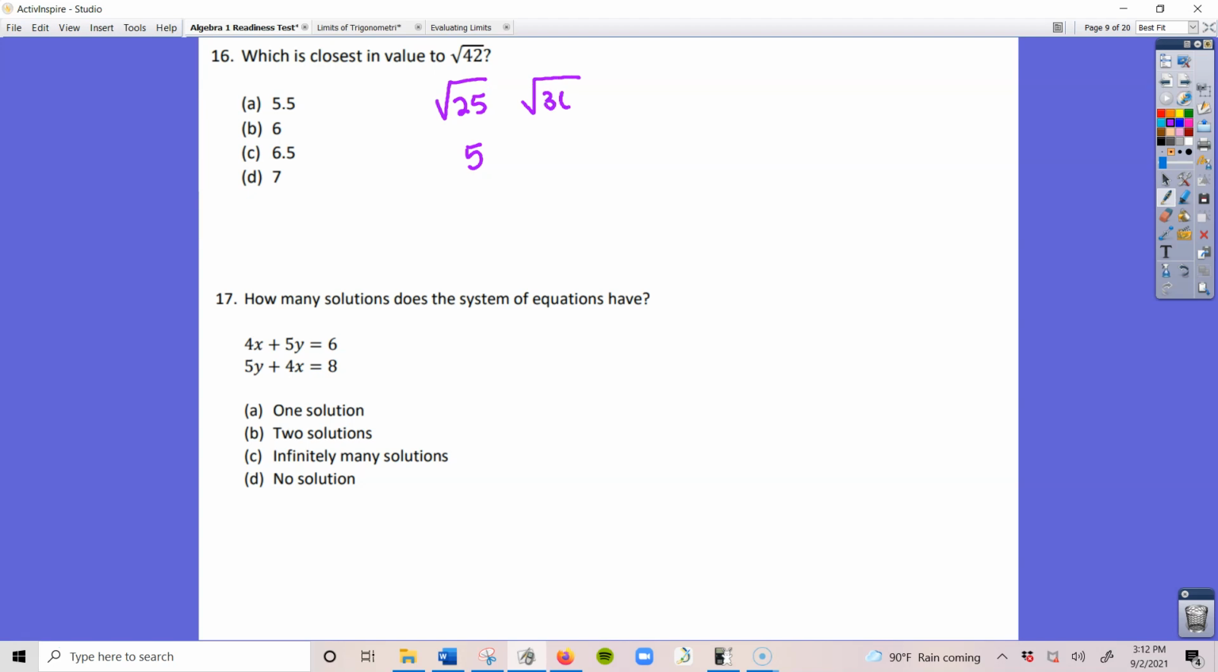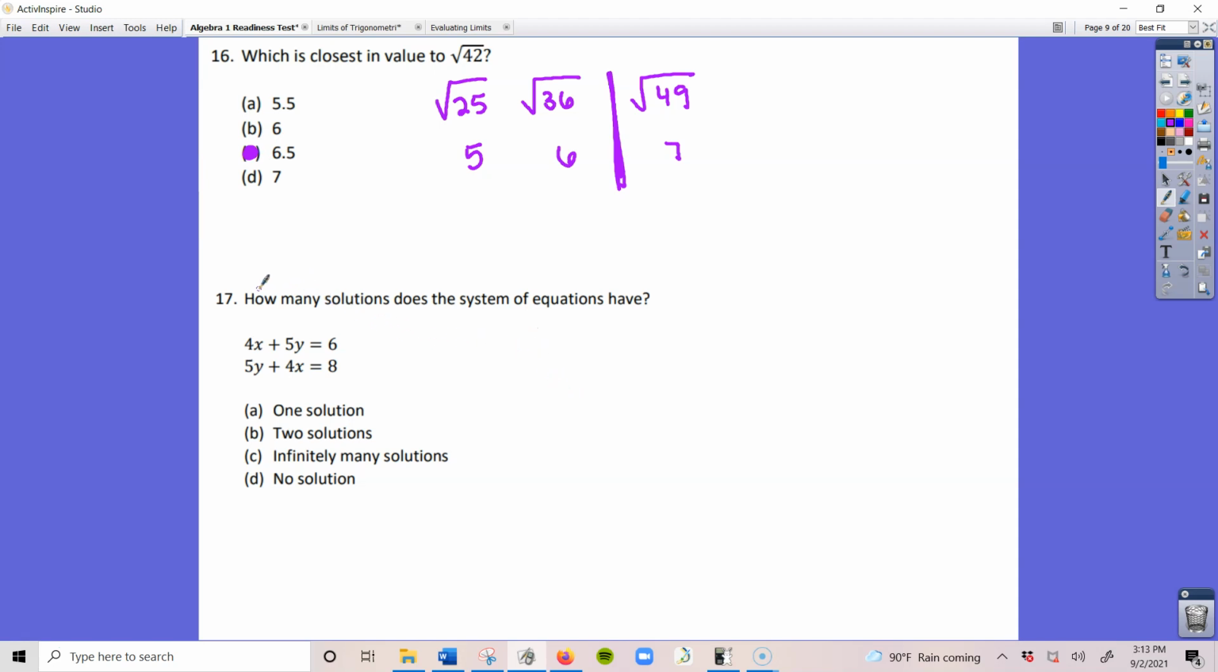Then there's the square root of 36. 6 times 6 gives you 36. So this square root is equal to 6. Then there's the square root of 49. 7 times 7 gives you 49, so that answer is 7. 42 is somewhere in here, in between 36 and 49. Therefore, the answer will be somewhere in between 6 and 7, which would be about 6.5.